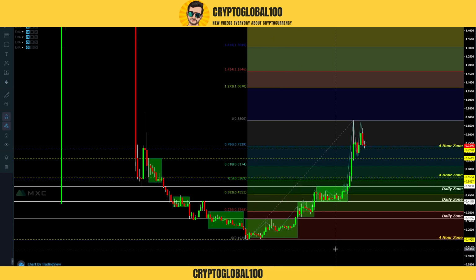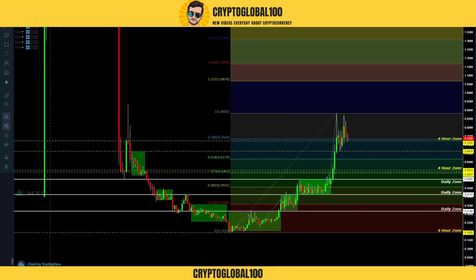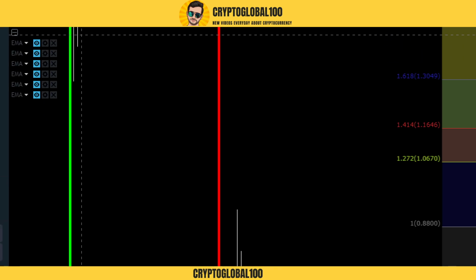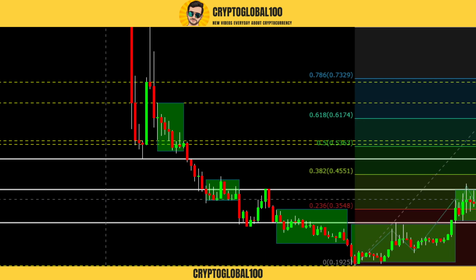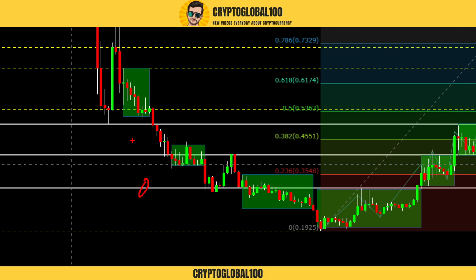So here is the current scenario. I am predicting this on the 4-hour chart. This one is the daily zones, the white ones are the daily zones, and the yellow dotted lines are the 4-hour zones. And these colorful lines are the Fibonacci levels. And these rectangular zones are distribution and accumulation zones.